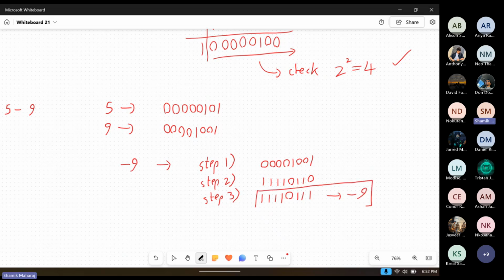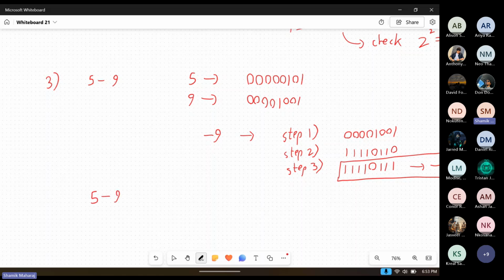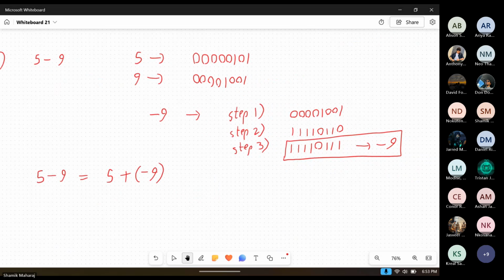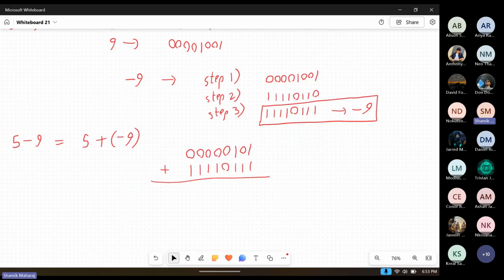in 2's complement binary. Okay, so 5 minus 9 is the same as 5 plus -9. So we'll take our 5, which we've written above, 0, 0, 0, 0, 0, 1, 0, 1, and we add that to -9, which we just worked out. It's 1, 1, 1, 1, 0, 1, 1, 1. Add these together. Let's see what we get. I'll try and do this a bit quickly. We've got a bit more to do.